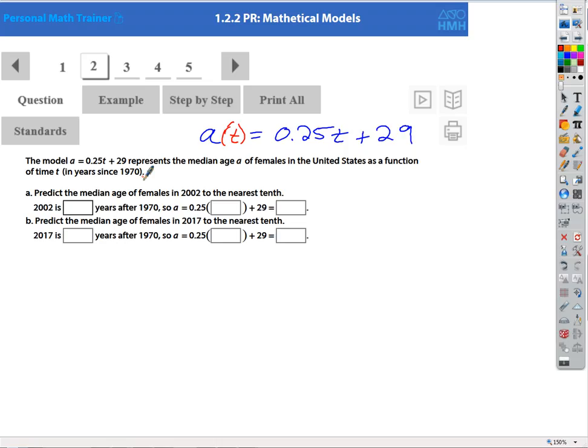So we would have expected in 2002 that the median age of a female in the United States was 37. Okay? All right, moving on. You can finish that one up.